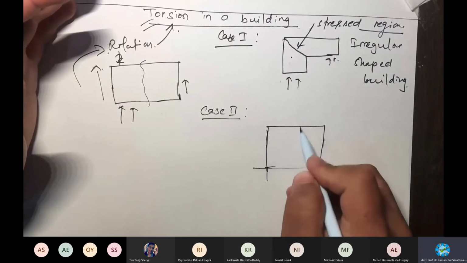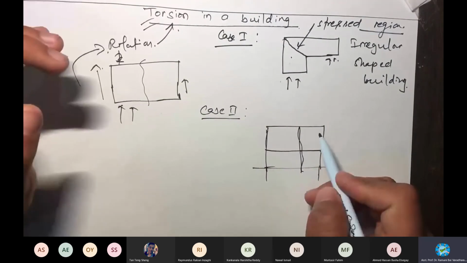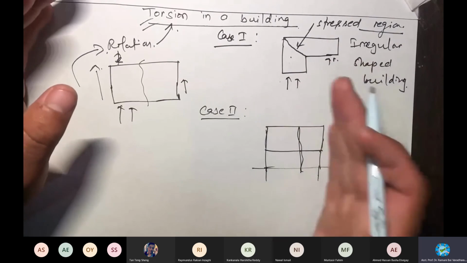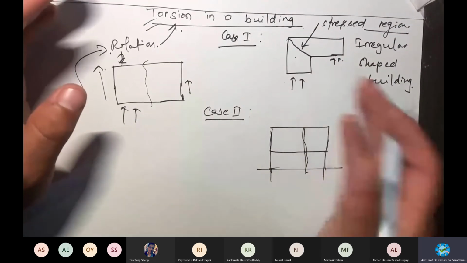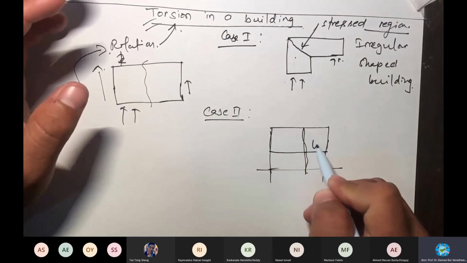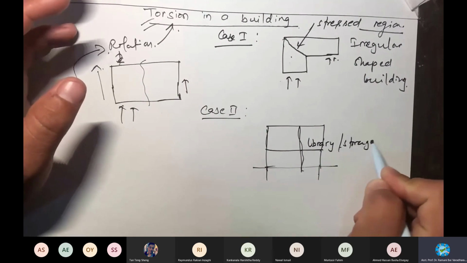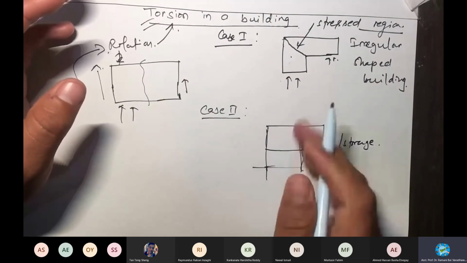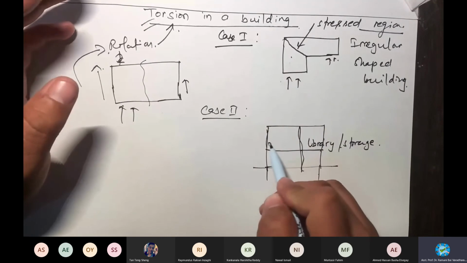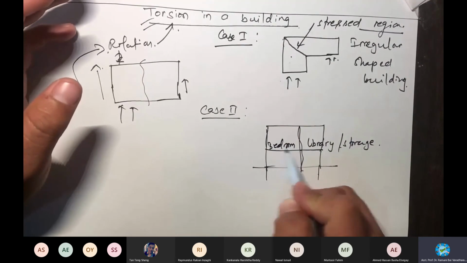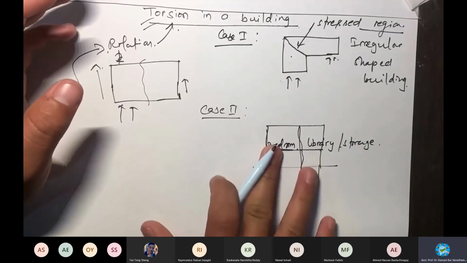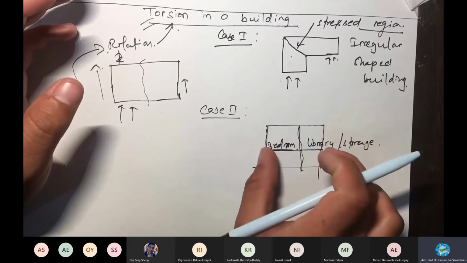Okay, and so this has two portions, and let us assume that one half of the building has higher mass as compared to the other half. Maybe in this half it may be a library or any storage house, or a machine room, and in the other half of the building, let's assume that it's just a bedroom.